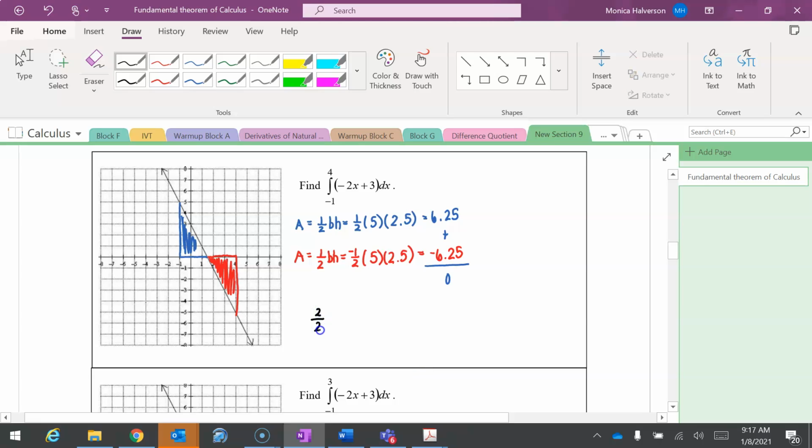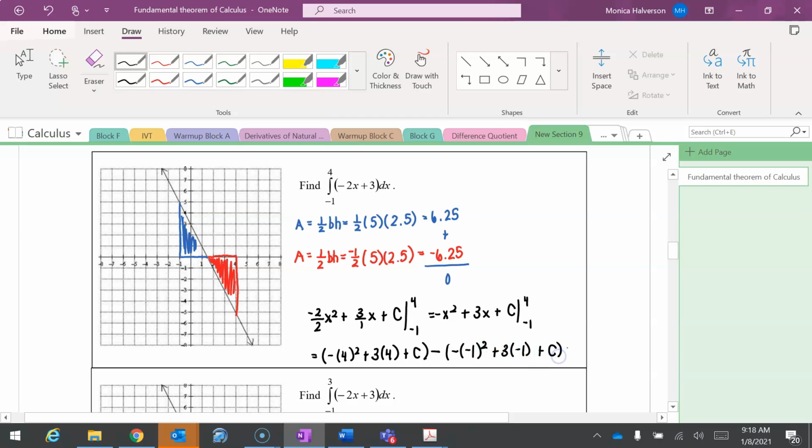So it'd be negative 2 over 2 x squared plus 3 over 1 x plus c from 4 to negative 1. So that's negative x squared plus 3x plus c from 4 to negative 1. So then that would equal negative 4 squared plus 3 times 4 plus c minus negative 1 squared plus 3 times negative 1 plus c.